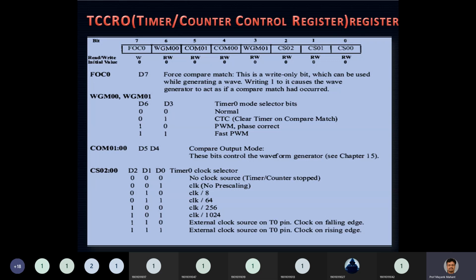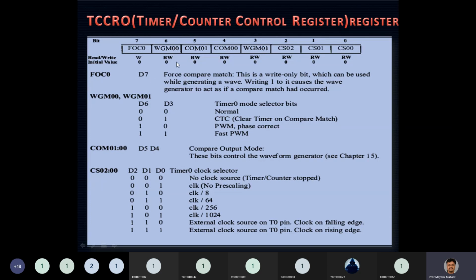Now the other two bits that we can see are WGM00 and WGM01. They represent four different modes of operation of your timer. If you provide 00 in bit number 6 and bit number 3, it will work in normal mode, where we generally monitor our TOV flag. If it is 01, it will work in CTC mode, where we monitor our OCF flag. If it is 10, it will work in PWM mode, and if it is 11, it will work in fast PWM mode.